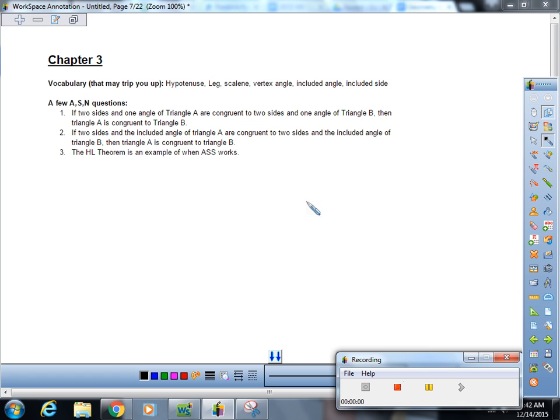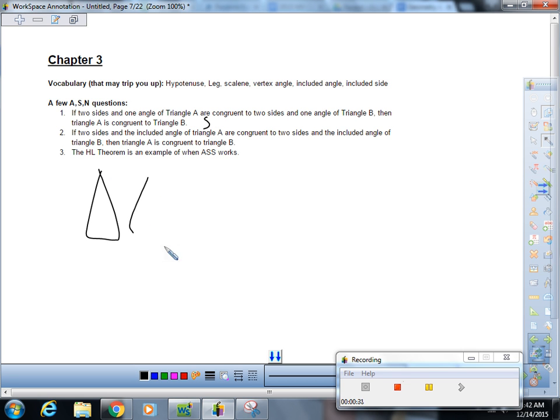Okay, so for the first one, we have a few ASN problems. If two sides and one angle of triangle A are congruent to two sides and one angle of triangle B, then triangle A is congruent to triangle B. That would be sometimes, and the reason, let me draw some triangles.